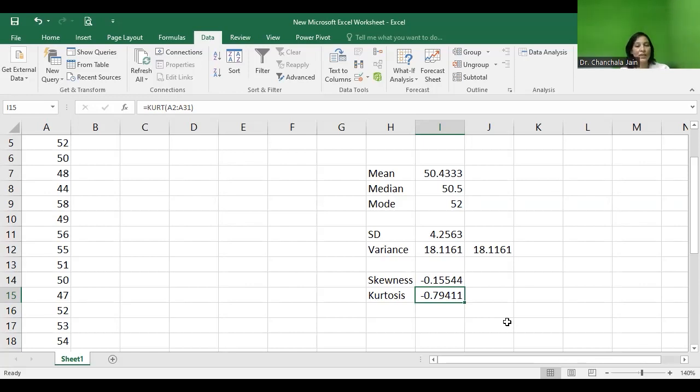So friends, this way using functions we can calculate the various measures for understanding the summary of our data, and these are known as descriptive statistics of our data. So this is one way of getting the descriptive statistics of data. The next way of getting the descriptive statistics I'll discuss in the next video.